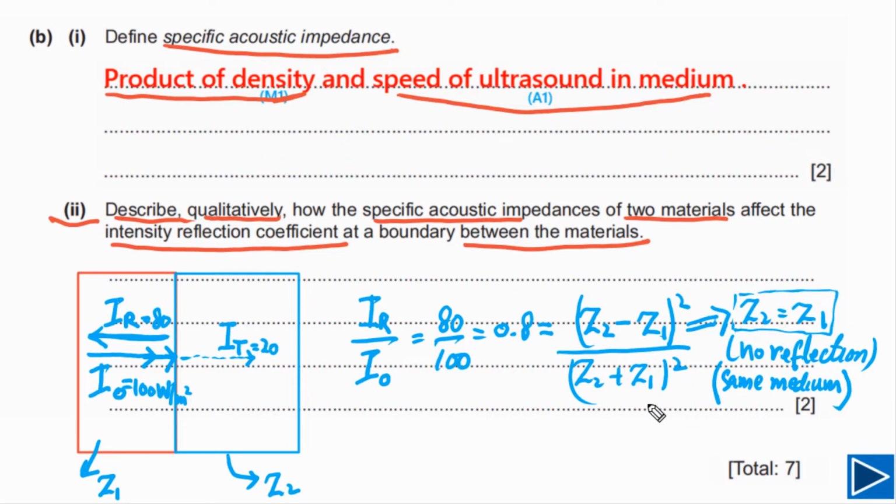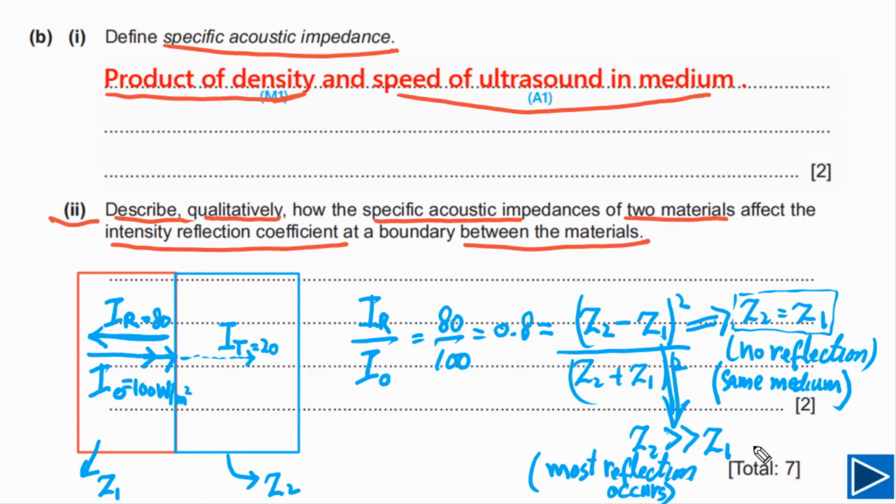Now the second case we need to understand. So this is our first case. And the second case, if Z2 is much higher than Z1, then most reflection occurs. Most reflection occurs means most of the ultrasound waves will be reflected back. So these are the 2 points we need to understand.